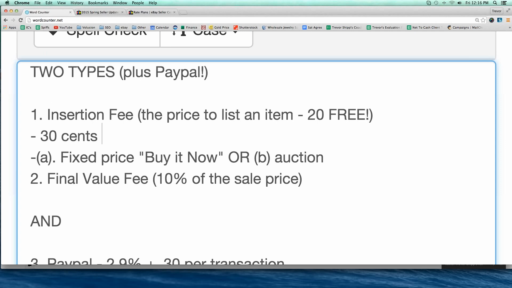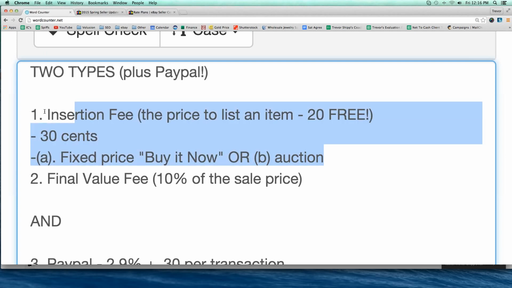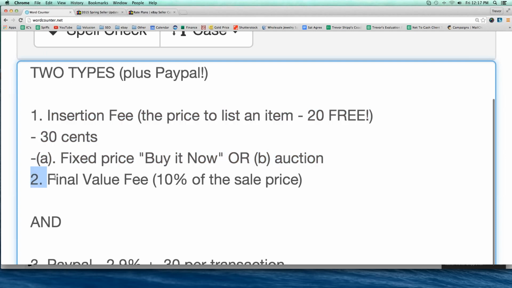Questions on that, guys? For those of you guys that are here live, does that make sense? Is there anything I can clarify there on the insertion fee part of things? And if we're good, we'll go ahead and move on. I'm going to start moving on, but you can ask questions if you want to. So that's number one. That's your insertion fee.